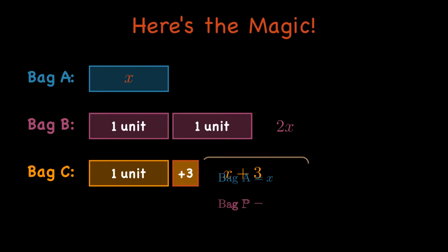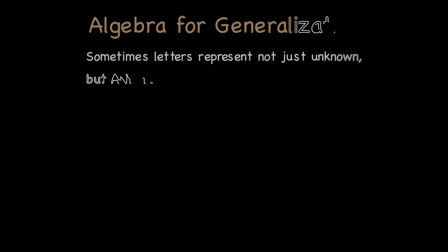Let's summarize what we've learned. Bag A equals X. Bag B equals 2X. Bag C equals X plus 3. Using letters makes our life so much easier. This is called algebra. Now here's something interesting. We don't only use letters for unknown numbers. We also use them to represent any number. Let me show you what I mean.